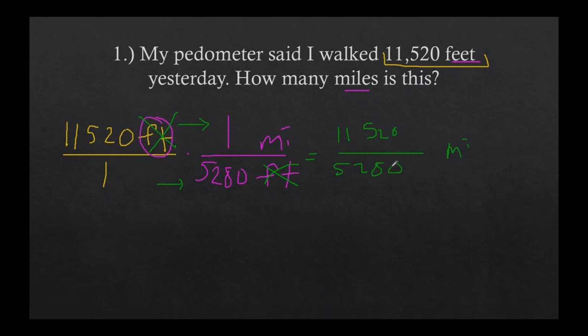We need to simplify this, so we're going to go ahead and divide. So if I divide 11,520 divided by 5,280, I end up with approximately 2.18 miles.